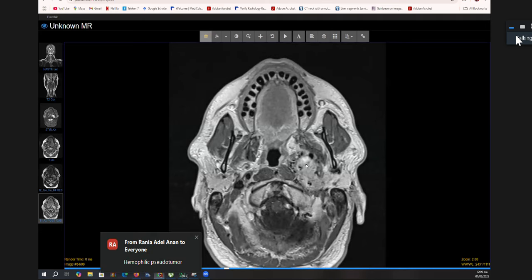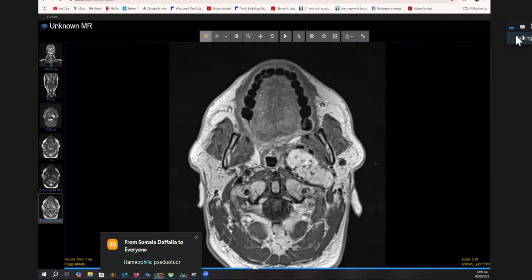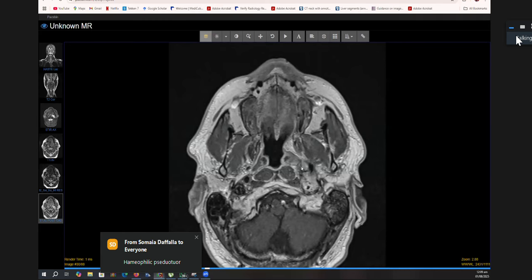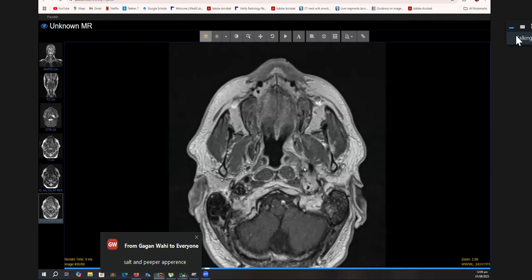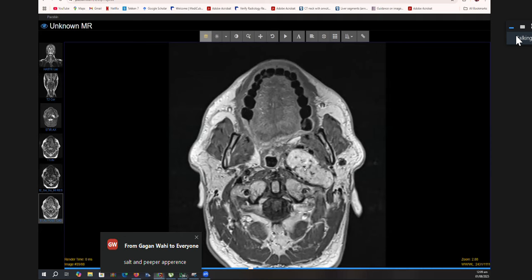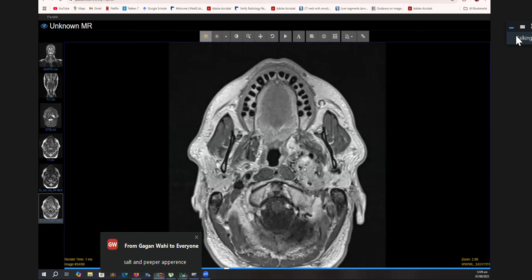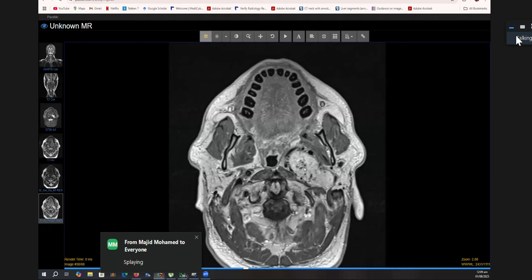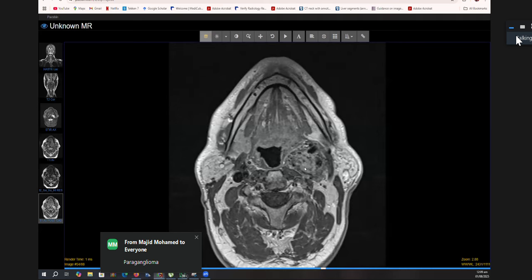Okay, give me the big take-home features here that smash the diagnosis out of the park. Sir, this is a hypervascular lesion with a salt and pepper appearance. Good. And what's its relationship to the carotid sheath? Sir, it is splaying the carotid sheath between the external and internal carotid arteries. Yes, the carotid arteries have been displaced anteriorly. Therefore, what's the diagnosis? It's a carotid body tumor. Excellent. Okay, that's good.